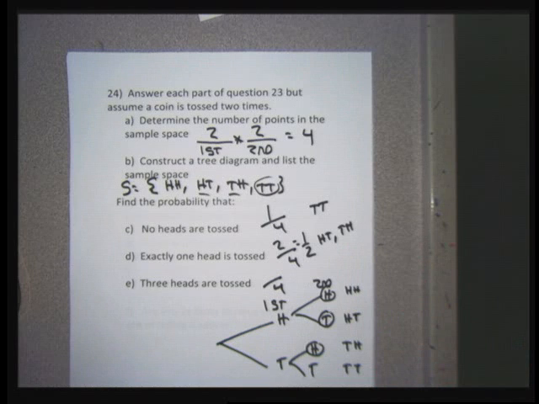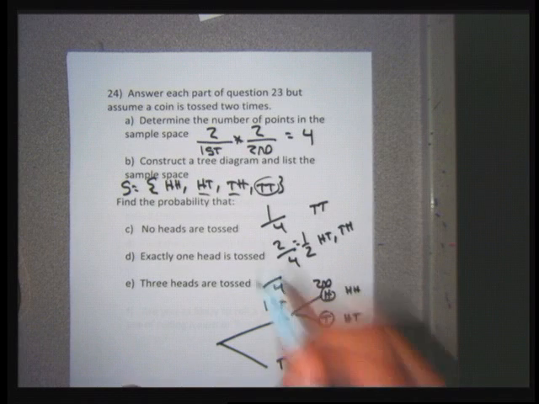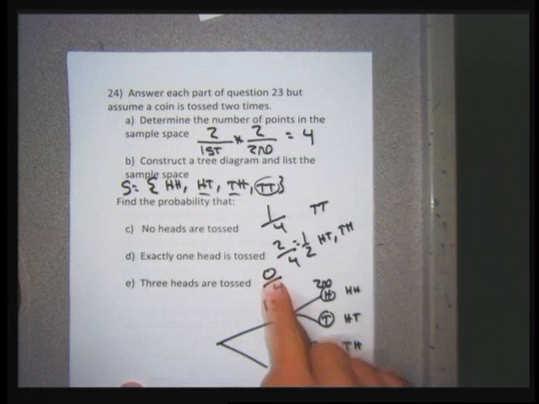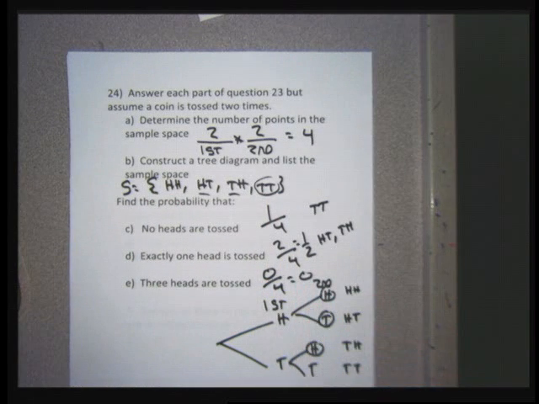And part E almost doesn't make sense. There's nothing in the sample space that has 3 heads, because at most you have 2 heads. So this is an impossible event. The probability is 0.